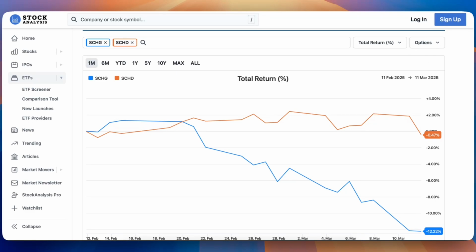Choosing between SCHG and SCHD isn't just about preference, it's also about market timing. You want to buy the growth when markets are down to benefit from discounted high growth stocks, and you want to buy the dividends when markets are at all-time highs to lock in the steady income and reduce your risk exposure. By aligning ETF selection with market cycles, investors can maximize returns while managing risk effectively. Whether you're a long-term investor or an active trader, understanding market trends and adjusting your portfolio accordingly will lead to better financial decisions.